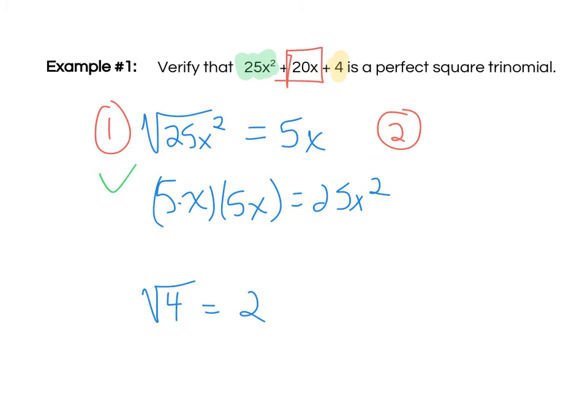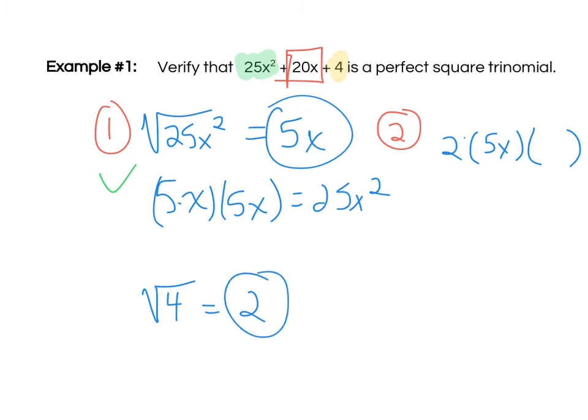And so you'll remember that I need to say, well, is that middle term 2 times the product of the square root of my first term and my last term? So the square root of my first term we just saw was 5x. Right, that was this right here, and the square root of my last term was 2. So let's go ahead and work that out. So twice the product of the square roots of the first and last term. So that will give me 20x.